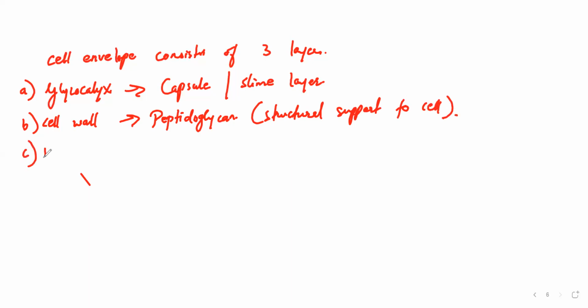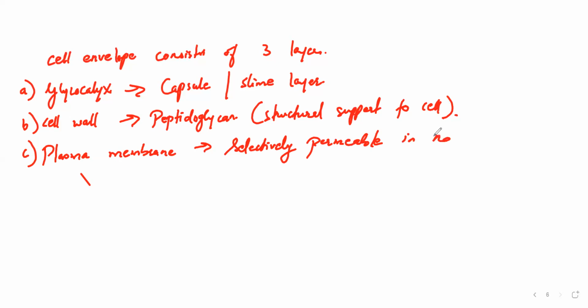And the third one is the plasma membrane. This plasma membrane is selectively permeable, it allows only a few things to pass through it. So these are the three important layers of a cell envelope. Then coming towards the second thing, which is the mesosome.